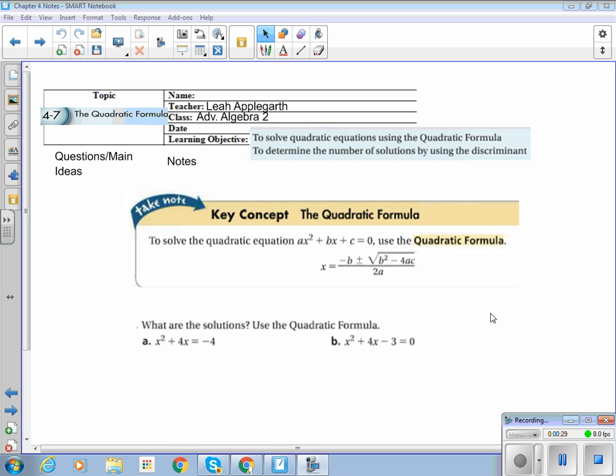squared plus bx plus c equals 0, then the quadratic formula, so the solution for x, is negative b plus and minus the square root of b squared minus 4ac divided by 2a.